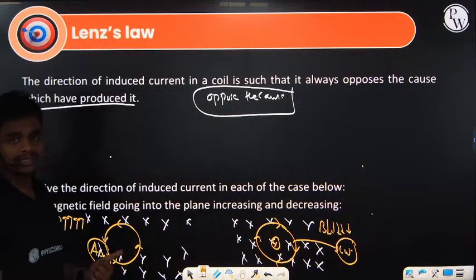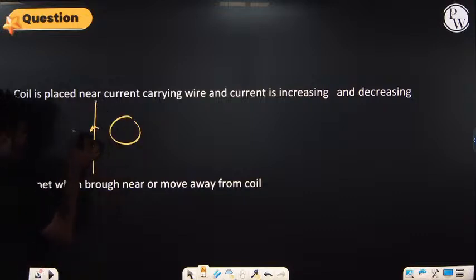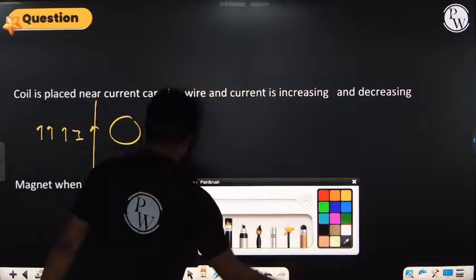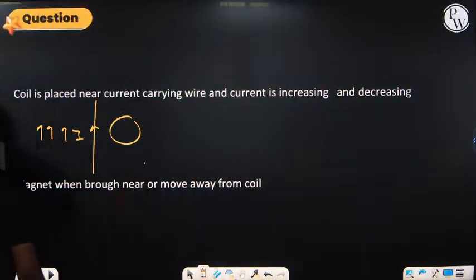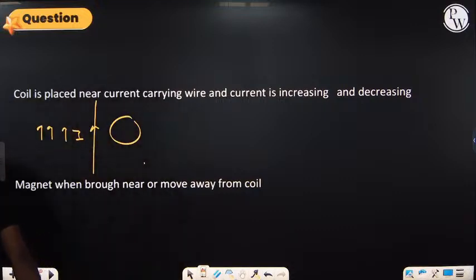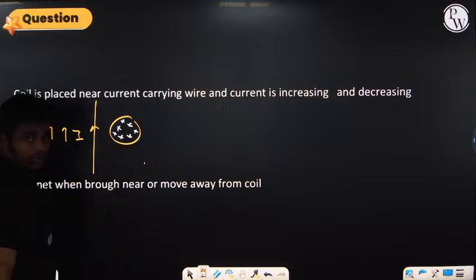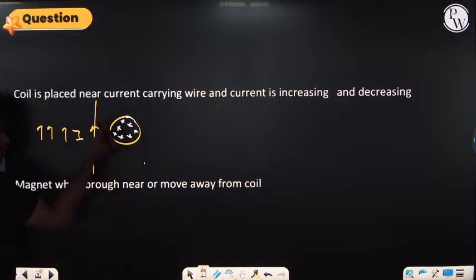So this is how we apply Lenz's law. Let's see some more scenarios. A coil is placed near a current carrying coil and the current is increasing or decreasing. Let's say I am placing one coil here and this current is increasing. Because of this increase in current, the I value increases. If the I value increases, the magnetic field here will also increase, because I is increasing.